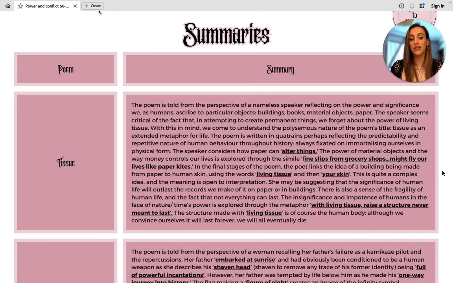In the final stages, the poem links the idea of a building being made from paper to human skin, using the words "living tissue" and then "your skin". This is quite a complex idea and the meaning is open to interpretation. She may be suggesting that the significance of human life will outlast the records we make of it on paper or in buildings. There is also a sense of the fragility of human life and the fact that not everything can last. The insignificance and impotence of humans in the face of nature's power is explored through the metaphor "with living tissue, we raise a structure never meant to last".